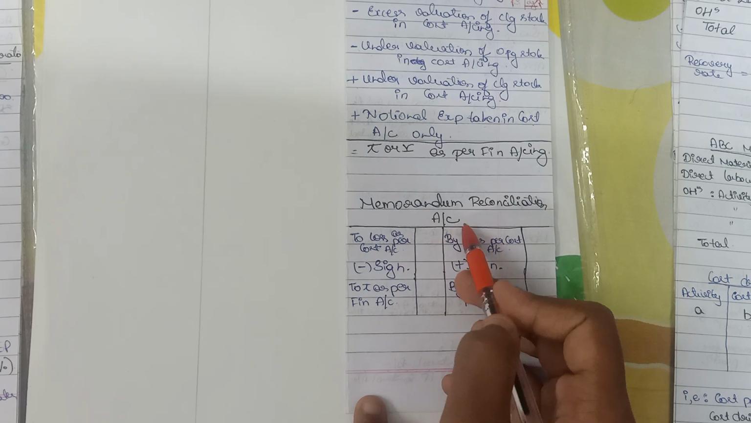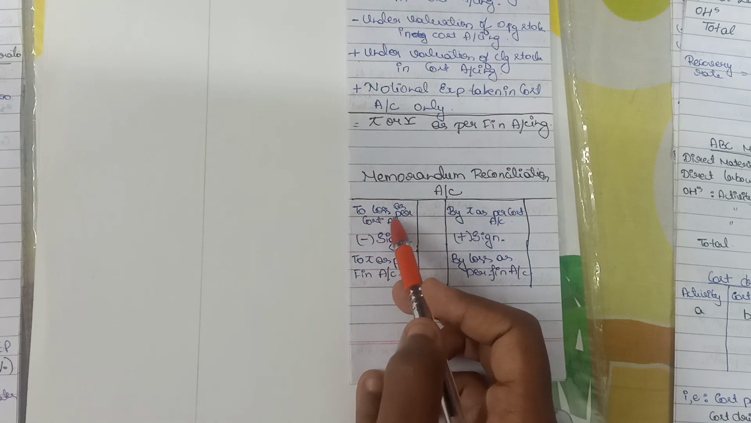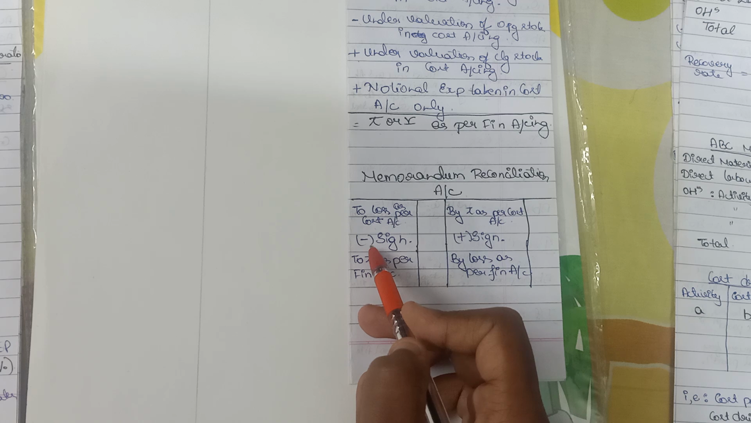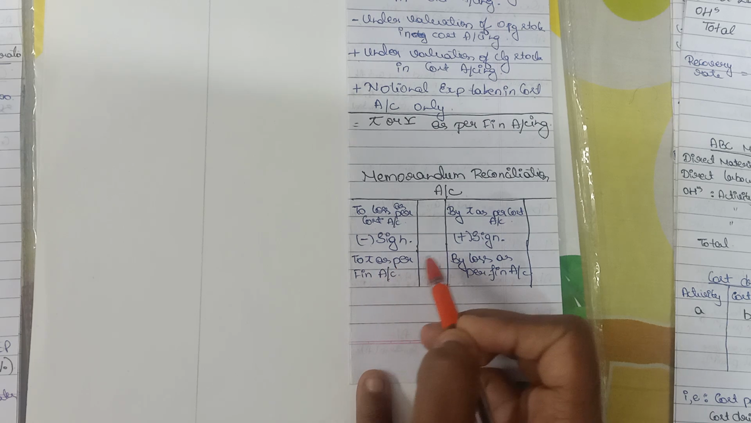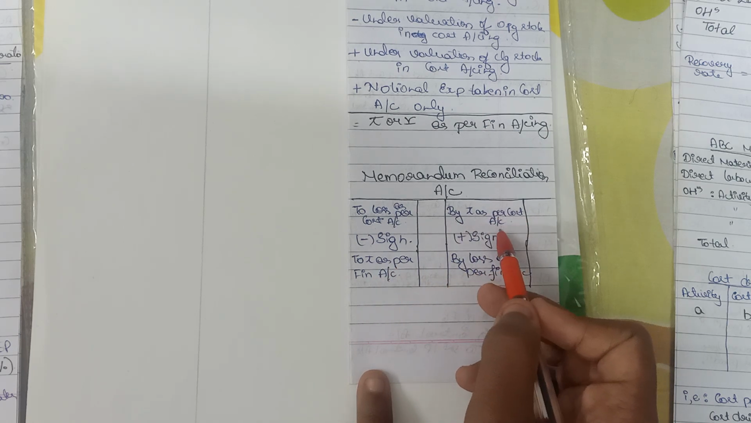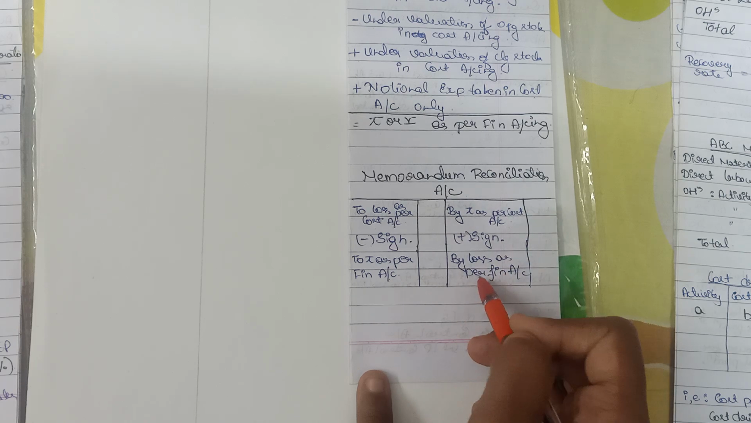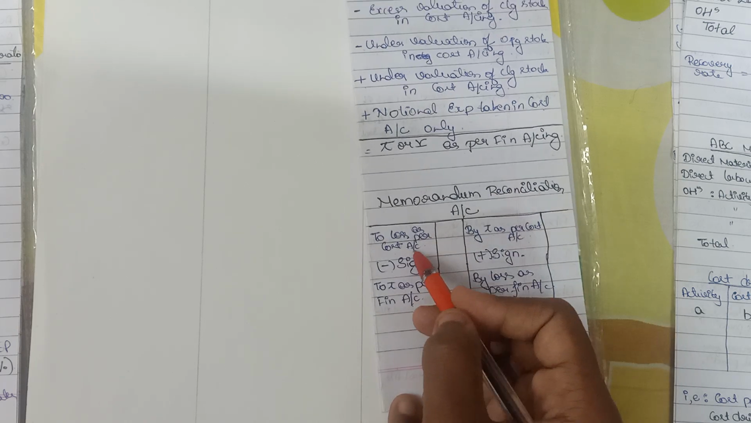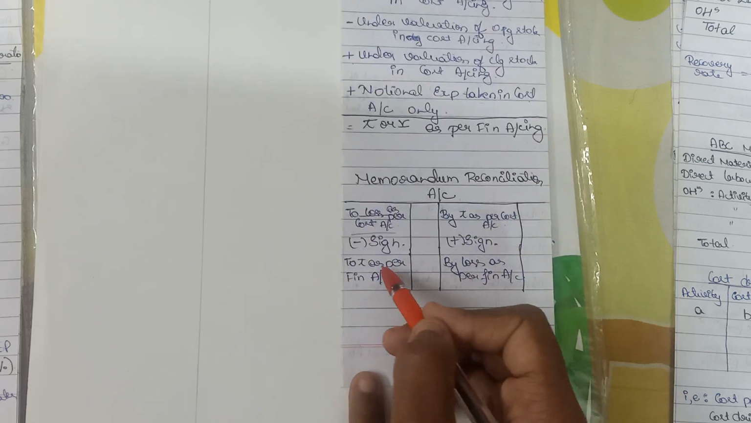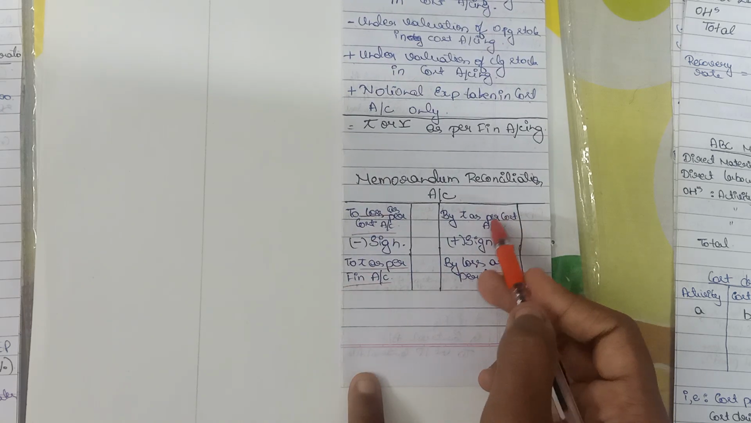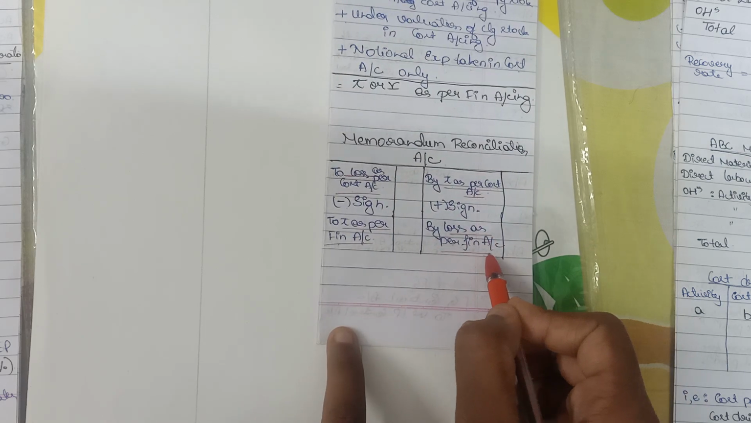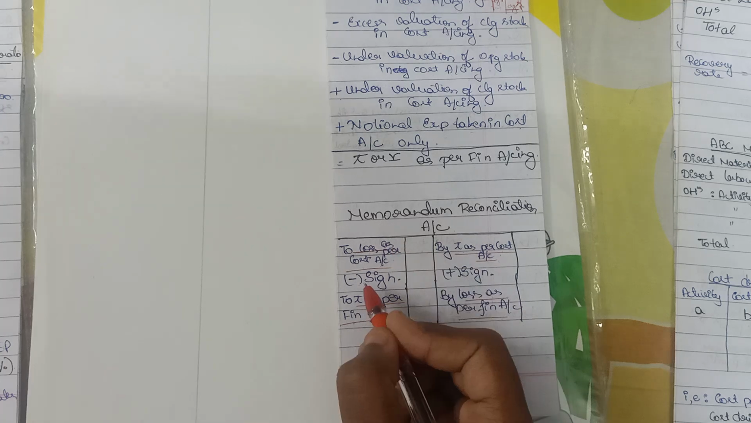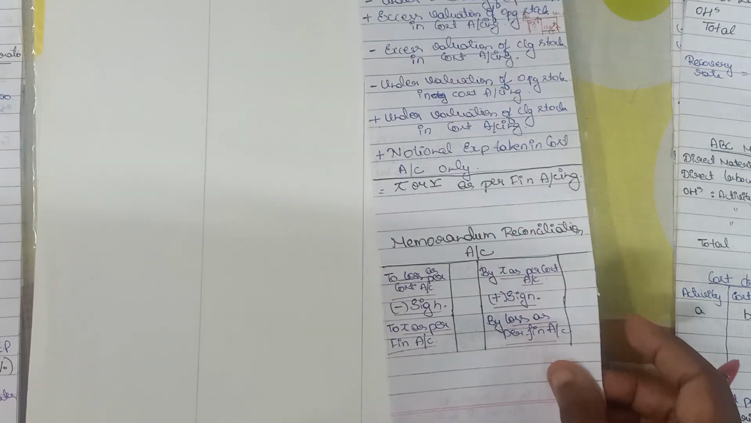Memorandum reconciliation account is prepared like this: to loss as per cost accounting, to profit as per financial accounting, by profit as per cost accounting, by loss as per financial accounting. We should remember this. This is loss as per cost, and profit as per financial. This is profit as per cost, and this is loss as per financial accounting. This is minus sign and this is plus sign.